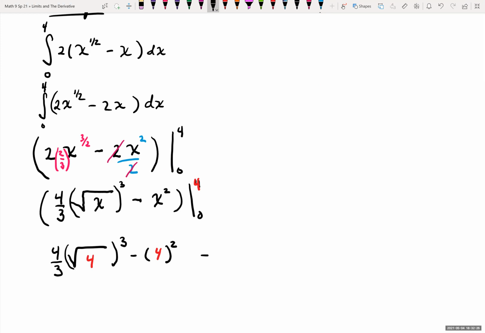Minus, now we're going to go in there, and wherever we see an x, we're going to plug in 0. And so I get 4/3 times the square root of 0 cubed minus 0 squared. You might have noticed right away that that was going to be 0, and I'm okay if you had just put minus 0 after that, knowing that it was going to sum to 0.